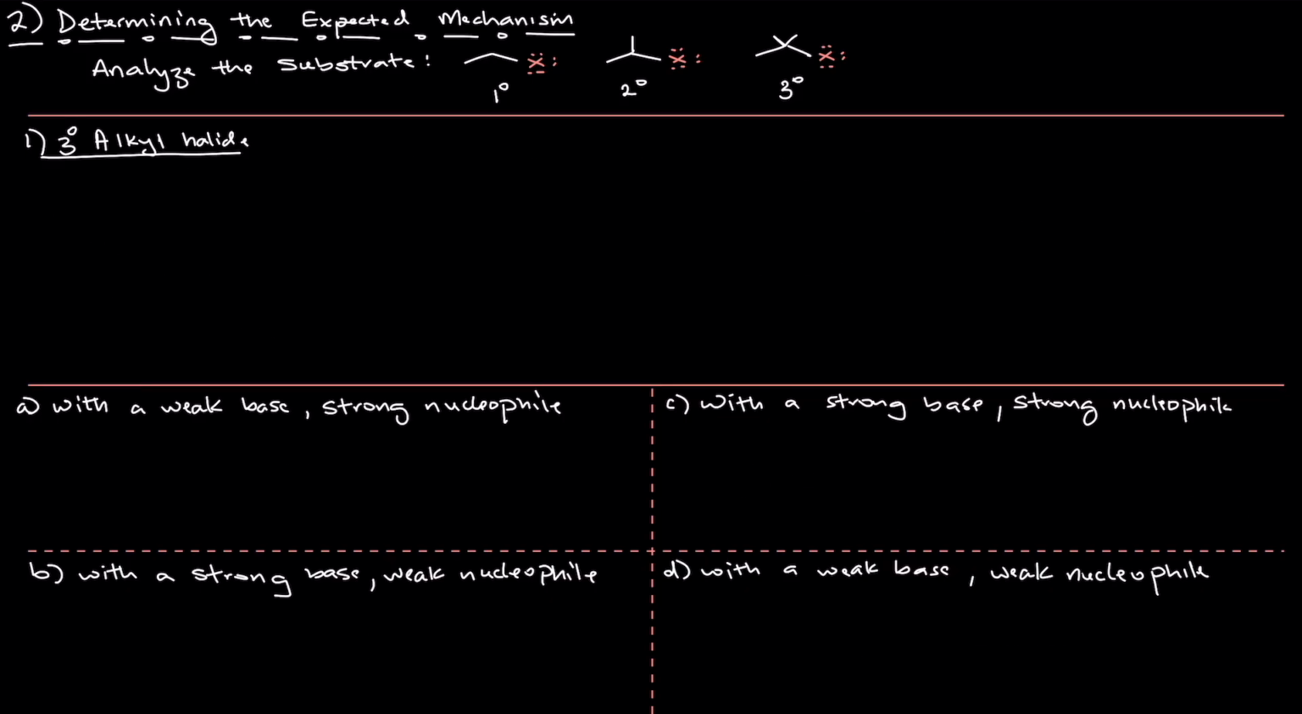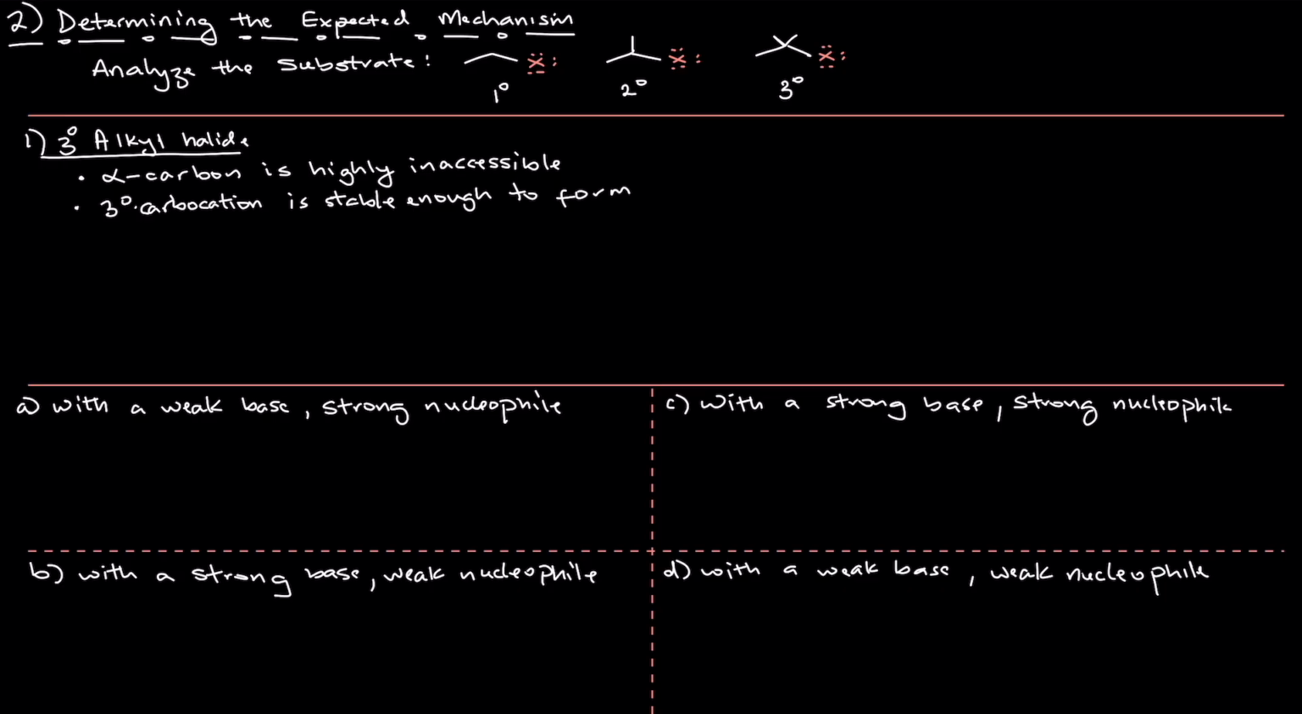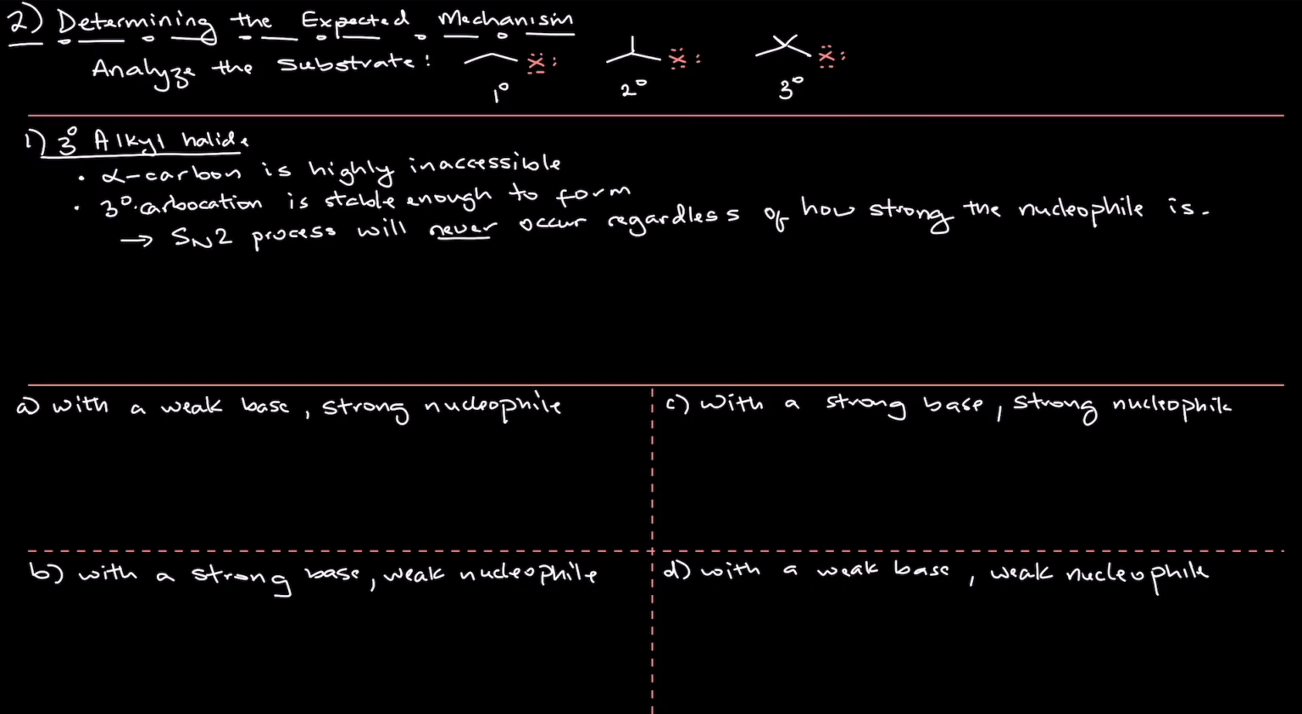Okay, so now for the tertiary alkyl halide, the alpha carbon in this case is highly inaccessible. So this alpha carbon is not going to readily undergo nucleophilic attack at all. However, your tertiary carbocation is indeed stable enough to form, which opens the door to SN1 and E1 processes. So the implication of these two things is that your SN2 process will never occur with tertiary alkyl halides, regardless of how strong the nucleophile is, because you're dealing with a highly inaccessible alpha carbon for a nucleophilic attack.